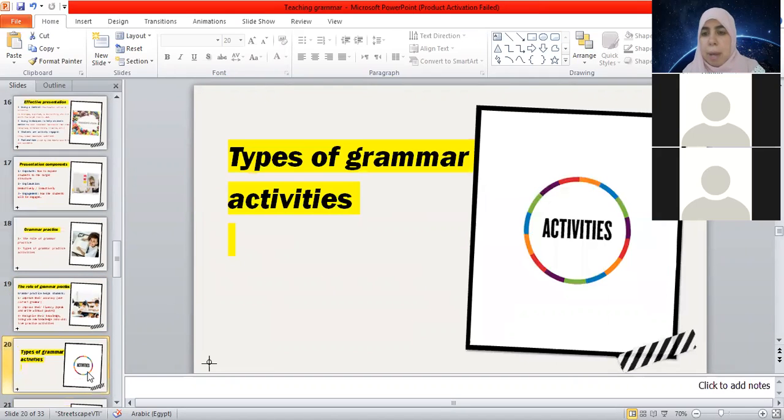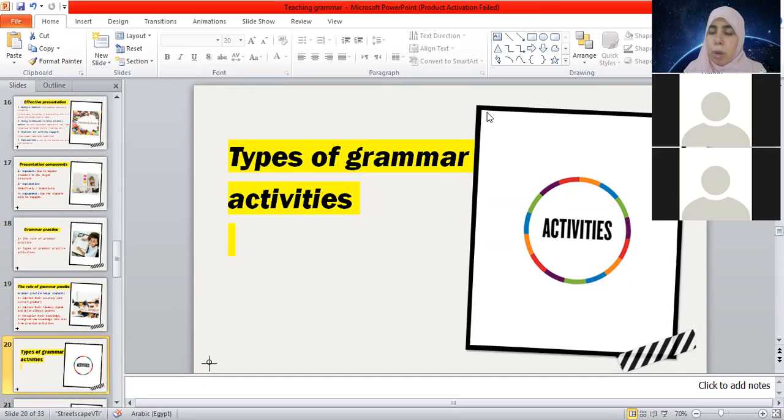Okay, let's talk about the activities themselves. Types of grammar activities. What do you think about types of grammar activities? What are the types of grammar activities? I think that we can have pre-activities and post-activities, for example. Yeah, before teaching the new grammar, and after, or in the presentation time and in the practice time.